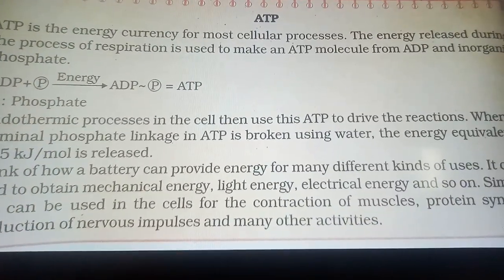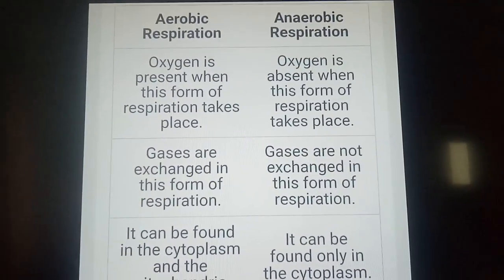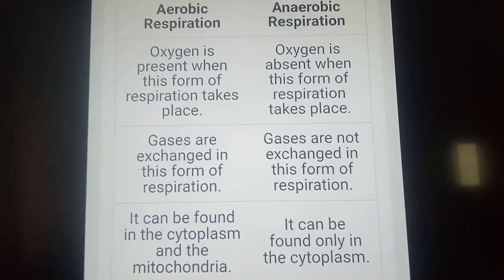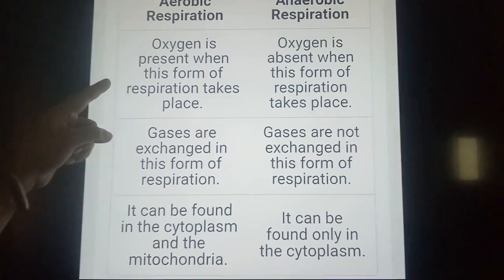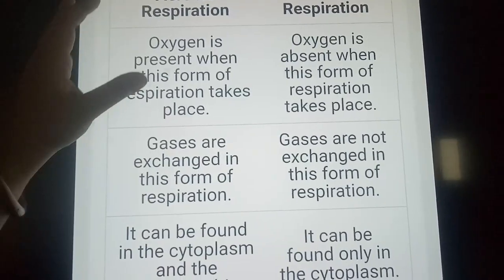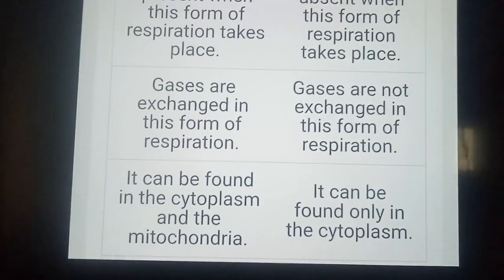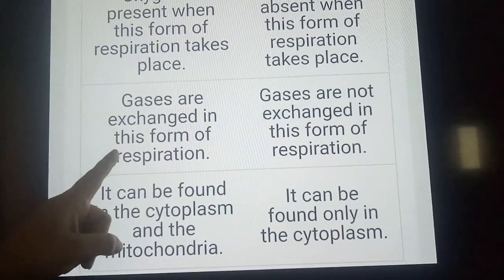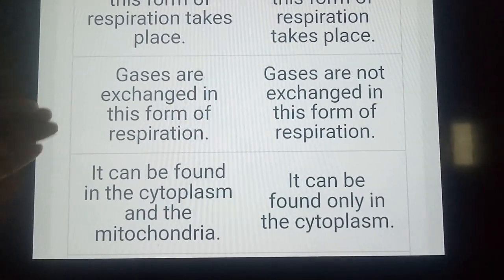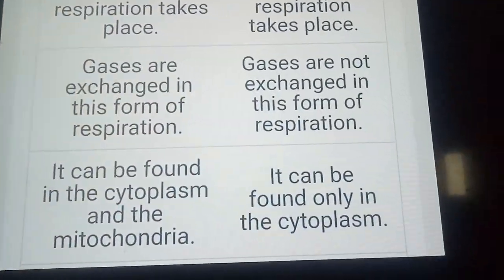Now let us see the difference between aerobic respiration and anaerobic respiration, which is again a very important question. Okay, the first point: in aerobic respiration, oxygen is present when this form of respiration takes place. That means it will happen in the presence of oxygen, and anaerobic in the absence of oxygen. Oxygen is absent when this form of respiration takes place. Now, in aerobic respiration, gases are exchanged. Oxygen will be utilized and we exhale out which gas? Carbon dioxide.